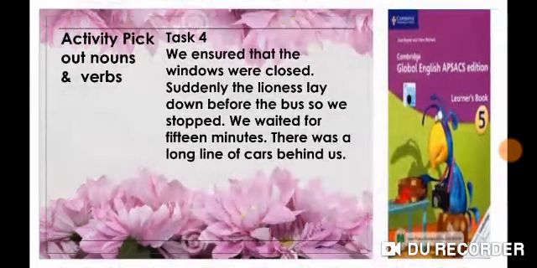We ensured that the windows were closed. Suddenly, the lioness lay down before the bus, so we stopped. We waited for 15 minutes. There was a long line of cars behind us.